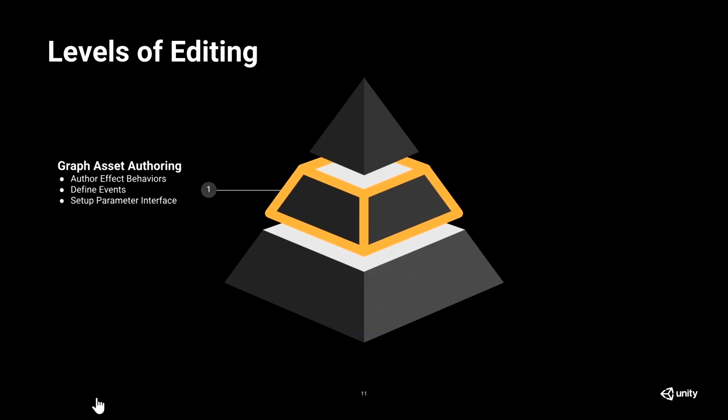At the middle of the pyramid, it's the graph asset authoring. So it's basically the VFX artist realm. So in this view, the VFX artist designs a complete standalone effect, and defines a parameter interface, an event interface, and everything is packaged. So we hide all the complexity, so it can be used really easily by other people in the project.